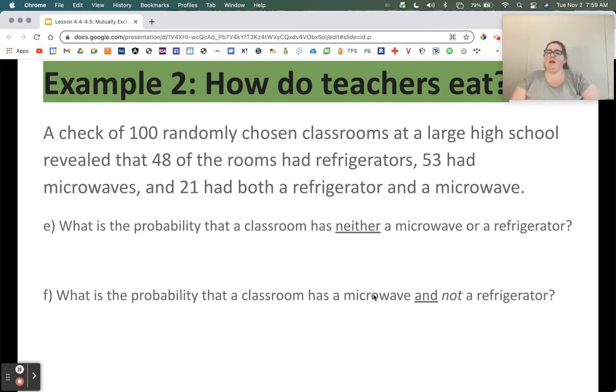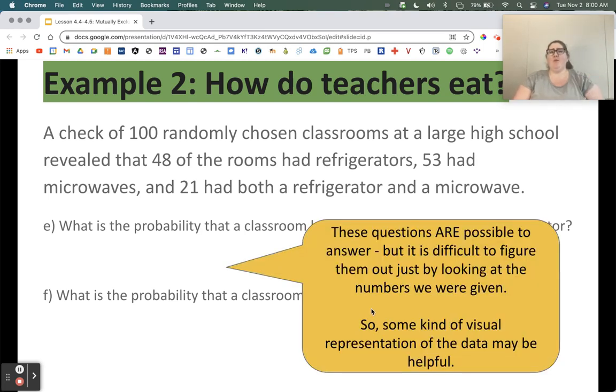When we do the second one, if we look at it critically, microwave and not a refrigerator basically just means what's the probability that they only have a microwave. So I could take that microwave probability and subtract the intersection, and that would leave me with the people who only have a microwave. So I can definitely figure these out, but there might come a point with any of these questions where I might want a visual.